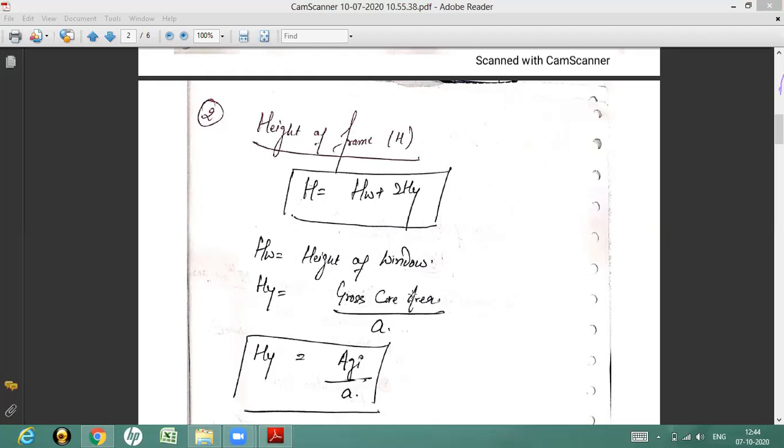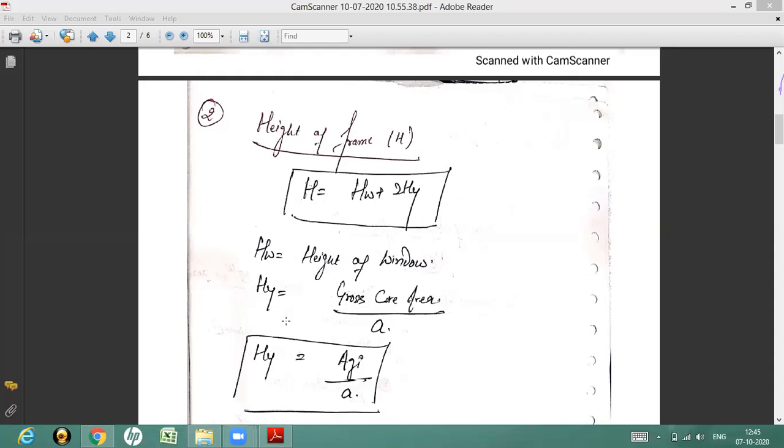You are already calculating the value of A from the previous section. Depending upon whether you use a two-step core or a three-step core, you have already calculated the value of A, or if you use a three-step core, again you have to calculate the value of A. Now you can simply divide the gross core area by this A, and you get the value of the height of the yoke, that is HY.